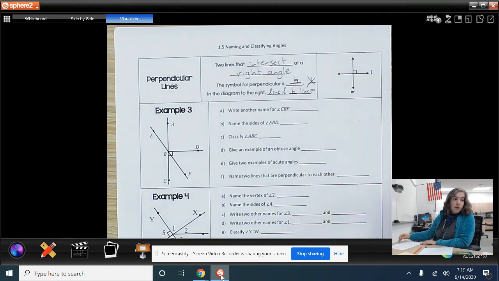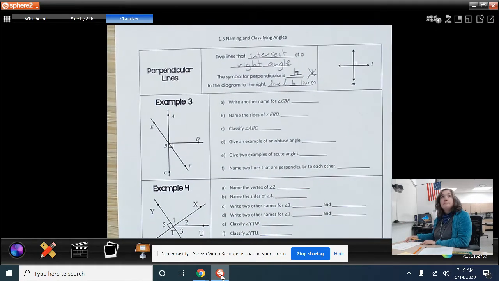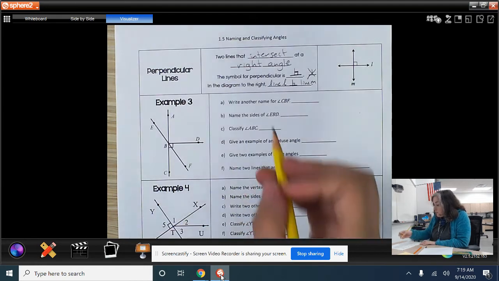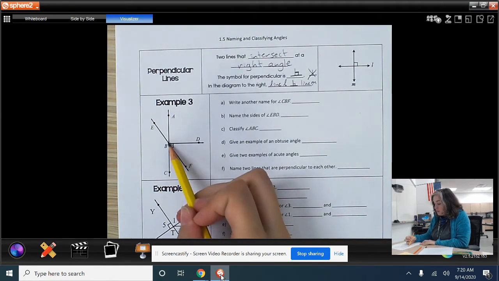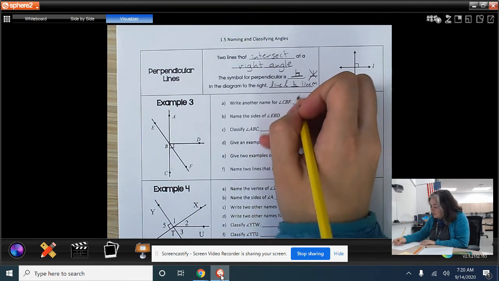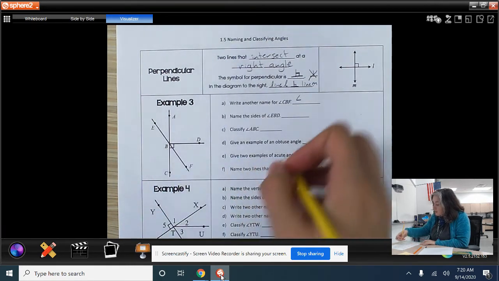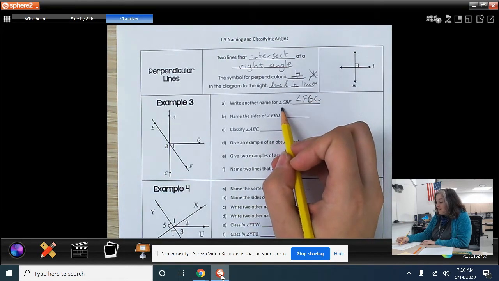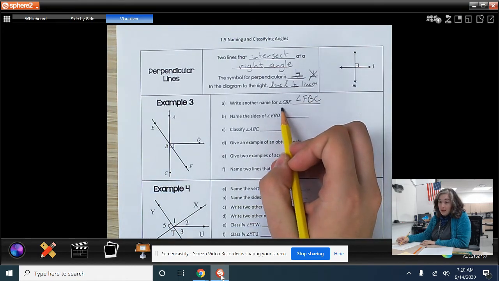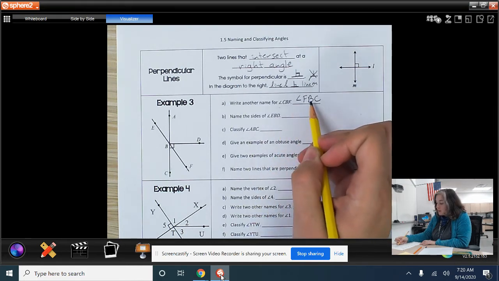So let's take a look at example 3 here. We want to write another name for angle CBF. The easiest way to do this for my brain is to actually put my pencil on those points and trace the angle. So CBF, that means I could name this one FBC. If you're looking for another name of an angle, the easiest way is to just reverse the letters. And B again is our vertex, it goes in the middle.